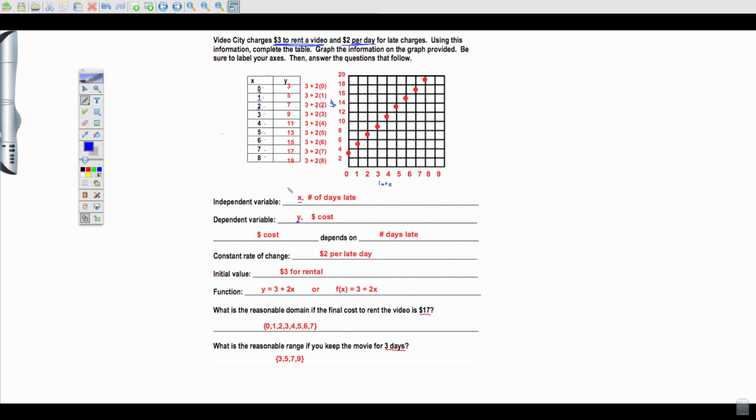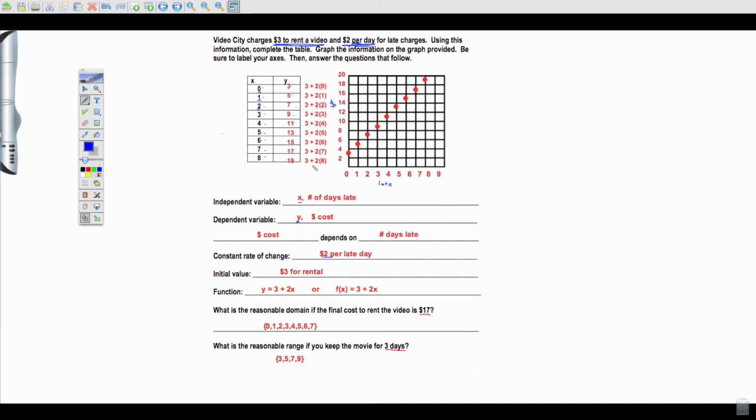That's the cost. $3, $5, $7, $9, $11. That's the total cost for you to rent that movie with the late fees and everything. Okay, so the money depends on how many days you were late. Constant rate of change in this problem was $2 per late day. It says it right there, $2 per late day. If it ever says per day, per hour, per month, per year, that's going to be your constant rate of change. Your initial value was $3.